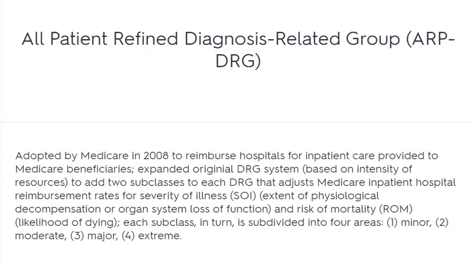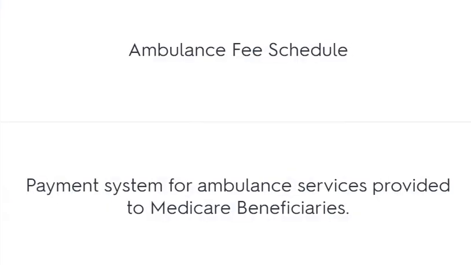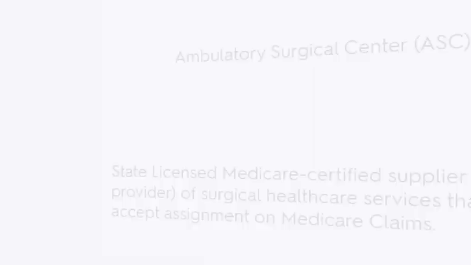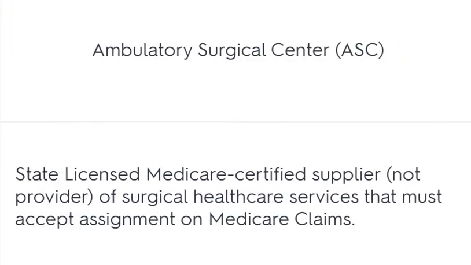All patient refined diagnosis related group. Ambulance fee schedule. Payment system for ambulance services provided to Medicare beneficiaries. Ambulatory payment classification. Prospective payment system used to calculate reimbursement for outpatient care according to similar clinical characteristics and in terms of resources required. Ambulatory surgical center. State-licensed Medicare-certified supplier of surgical healthcare services that must accept assignment on Medicare claims.